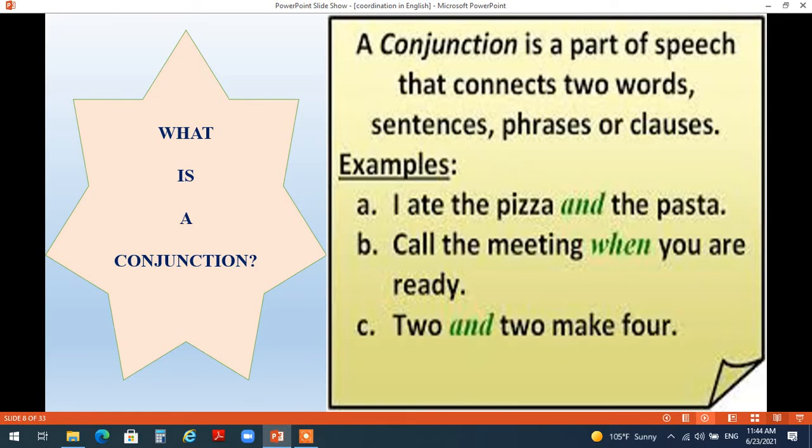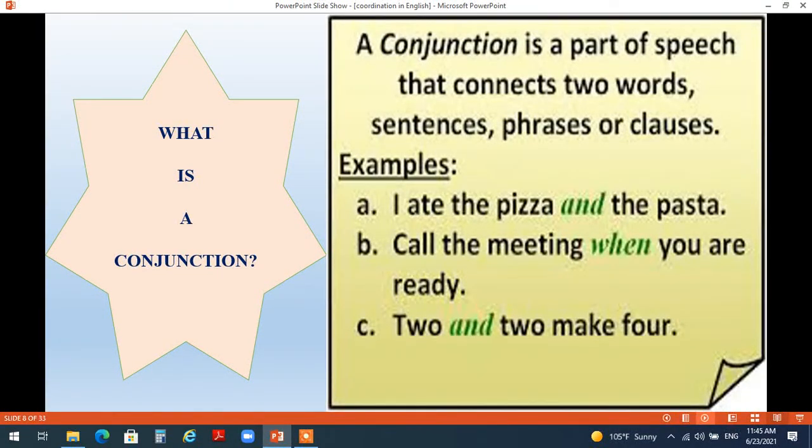A conjunction is a part of speech that connects two words, sentences, phrases, or clauses. إذن الconjunction أو أداة الربط هي عبارة عن أحد أجزاء الكلام التي تستخدم من أجل الربط ما بين كلمتين أو جملتين بسيطة أو عبارتين اسمية أو حتى عبارتين فعلية.